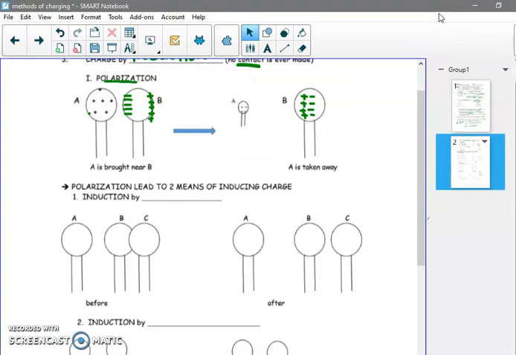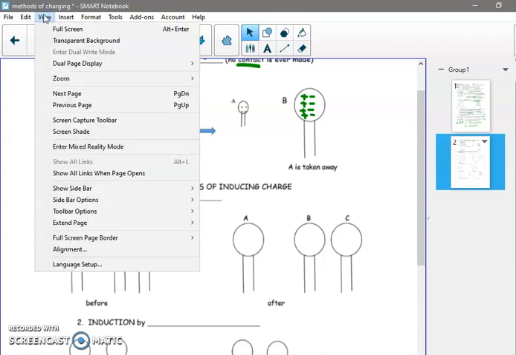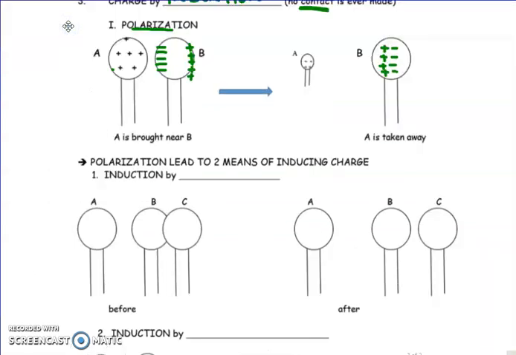Okay, so let's continue on with our discussion of charging by induction. We left off by looking at this thing called polarization, where you can have a charged object influence the charges inside a neutral object. So a positive charge up here will draw negatives closer to it because of the Coulomb attraction, leaving the right side positive.